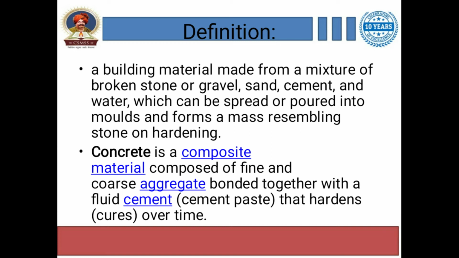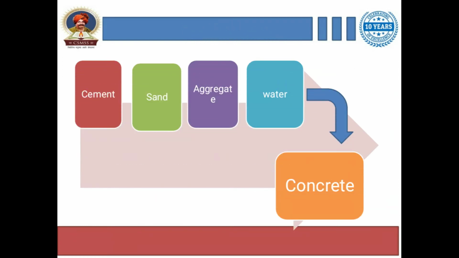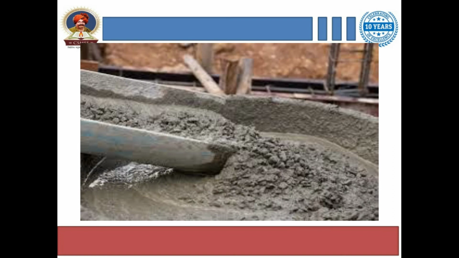It means basically concrete consists of three or four physical elements, which are: cement, fine aggregate, coarse aggregate and water. Now this is the flow chart of the content of the concrete, which are: cement, sand, aggregates, it means fine aggregate and coarse aggregate, and water, which makes the concrete. This is a picture of a concrete mortar.